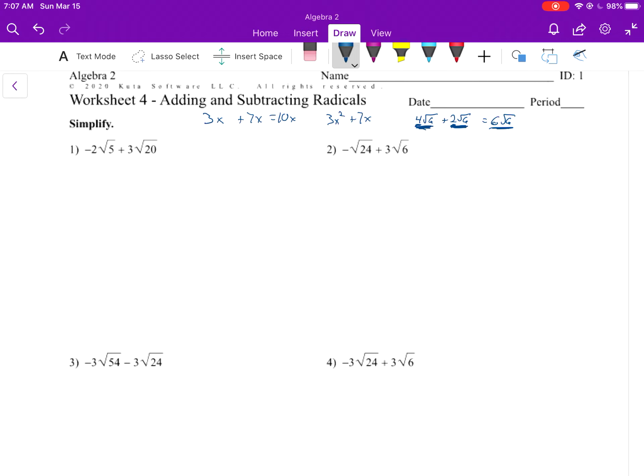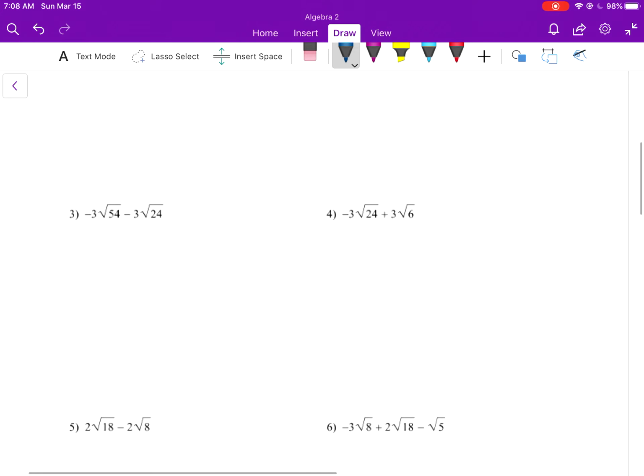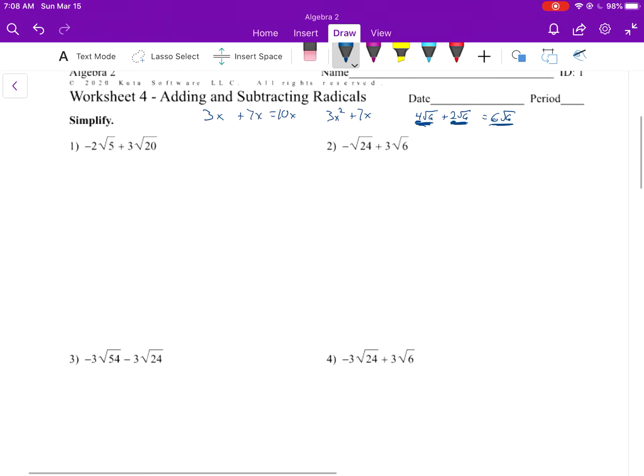Now, there's simplifying before we add or subtract. We'll have to simplify radicals like we learned in the first lesson. So for number 1, this will help us with 1 through 5. We're going to simplify first. Now negative 2 root 5 doesn't simplify, because the square root of 5 can't be simplified. But the square root of 20 can, because in 20 we have a 4. So we can think square root of 4 times square root of 5.